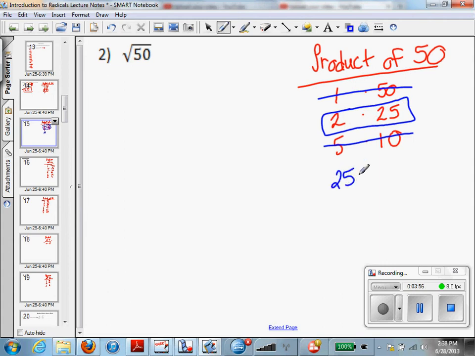And 25 breaks into 5 squared. So remember the square root up here and the square are inverse operations, so that would just leave us with the big number of 5. So we pull the 5 outside of the radical, and inside we had to leave what we were unable to use, which is the 2. And that is your final answer.